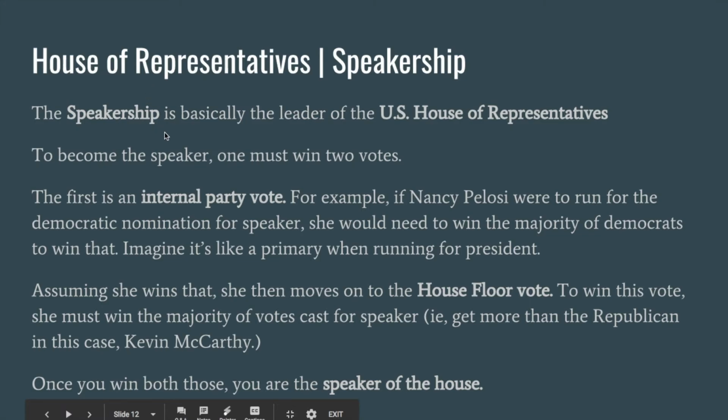But speakership. This is the leader of the House of Representatives, and to win, you need to win 2 votes. The first one is an internal party vote, so one needs to win most of the votes in his or her caucus, and it's kind of like a primary. If you're running for president, you need to pass the primary, and then assuming you win that, you move on to the House floor vote.